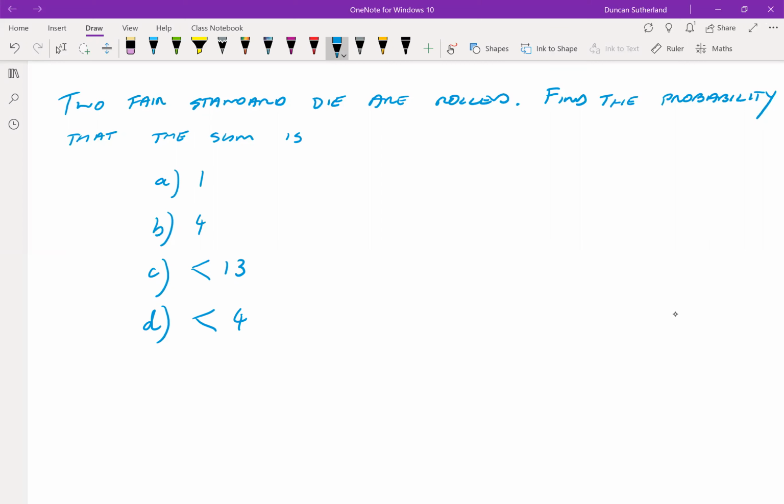Find the probability that the sum of the two numbers displayed on the dice is 1, 4, less than 13, or less than 4. All right, so we've rolled two of these things, and we got some numbers showing on the top, right?